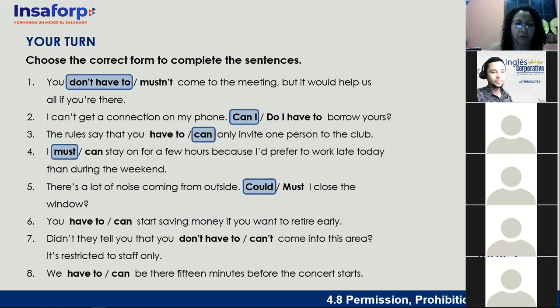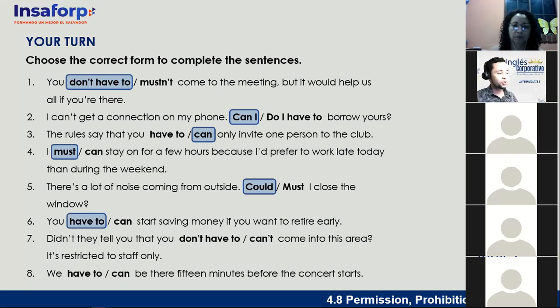Navy. You have to start saving money if you want to retire early. To retire early. Good. That is correct. Very good. Thank you, Navy.